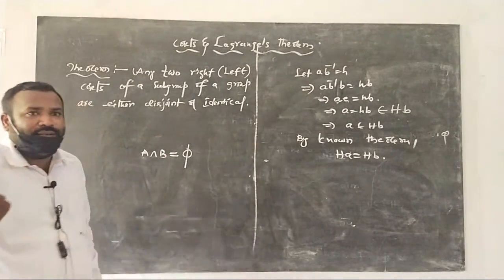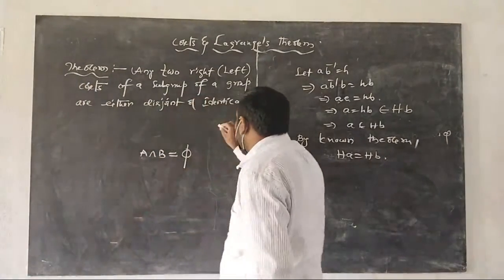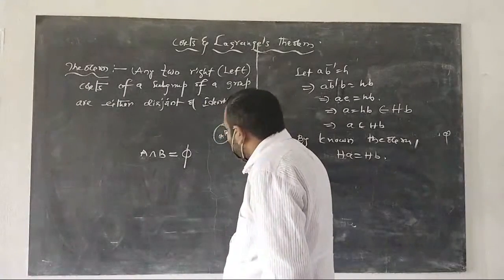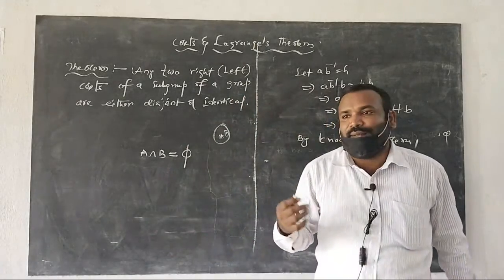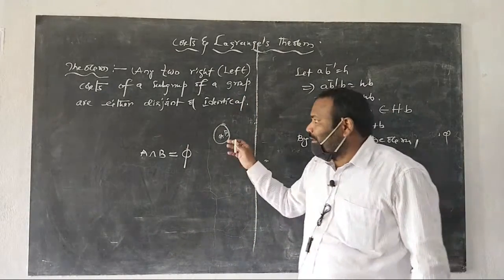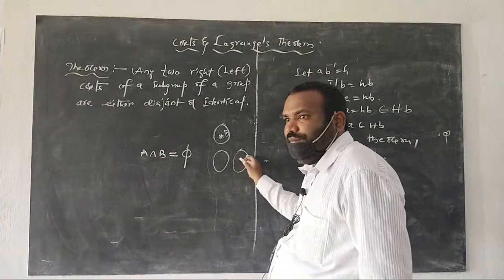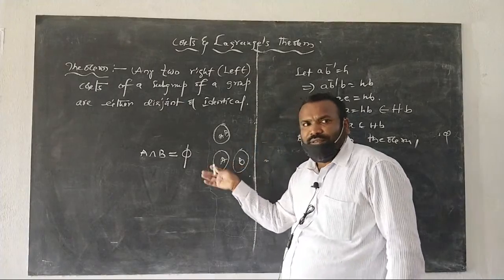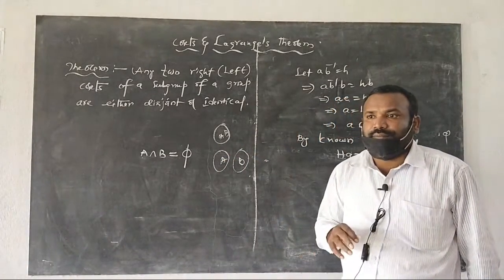Identical means equal, the sets coincide. If you draw a Venn diagram, this is A and this is also B, and A coincides with B. They are equal sets, called identical. Disjoint means there is no intersection, and the set A is not coinciding with B. There is no coincidence. These sets are called disjoint sets.